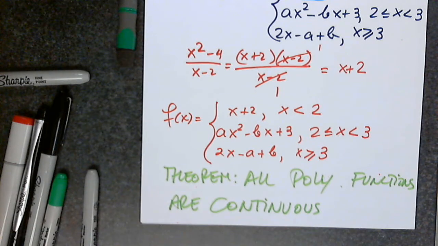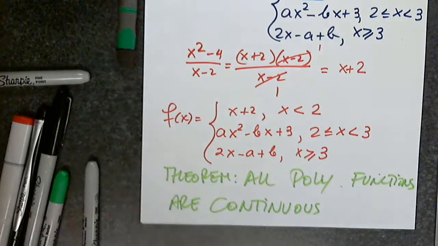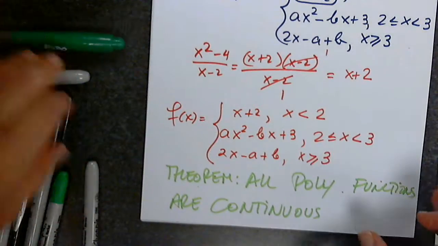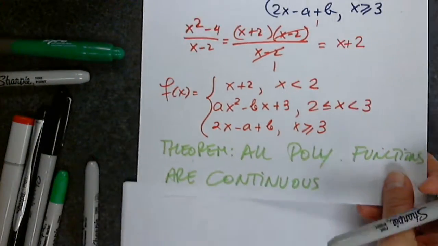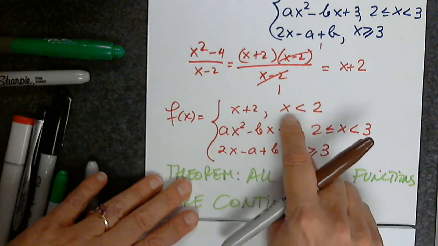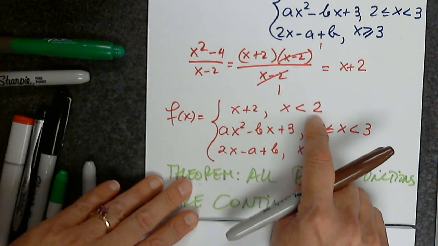All polynomial functions are continuous. They are friendly functions. You can graph them without lifting the pencil or marker or pen off the paper. Good. So then I'm asking you, will x plus 2 be continuous on this interval?